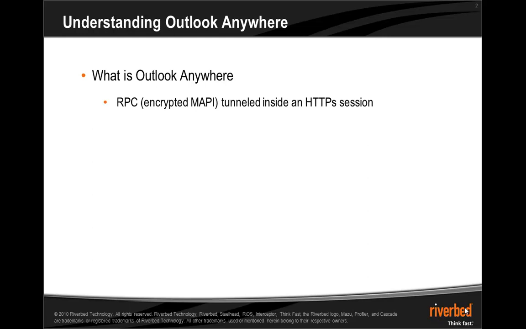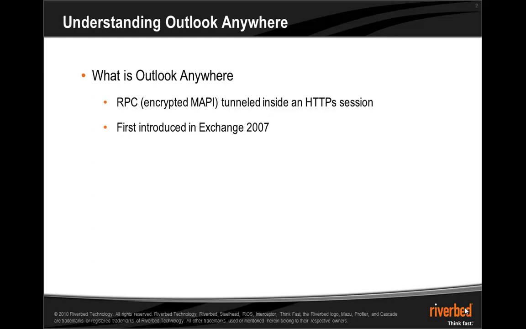Essentially, Outlook Anywhere tunnels remote procedure calls, or more specifically MAPI sessions, inside an HTTP session. Both MAPI and HTTP sessions could be encrypted or unencrypted, and all permutations of this are supported. In our demo, we will use encrypted MAPI tunneled inside a secure HTTP session.